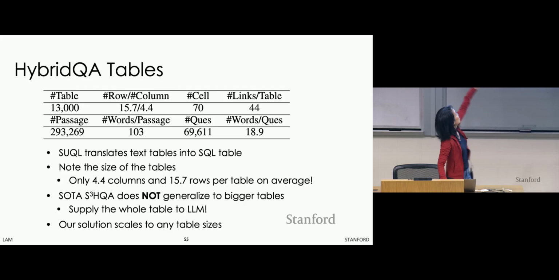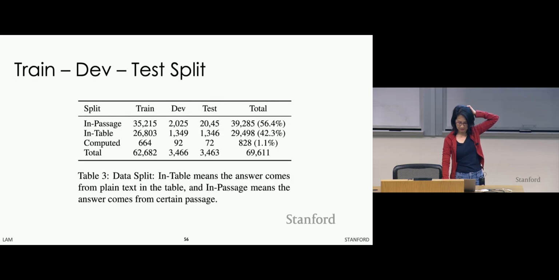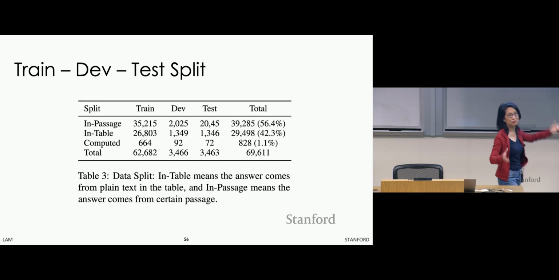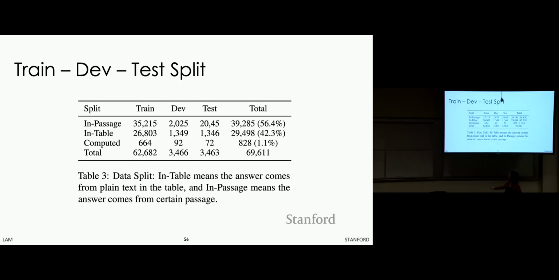So the SOTA here is trained. This is the training data. The split is 62,000 train, 3,400 dev, and 3,400 test. We are building a zero-shot system. We don't have any training data. We just say, here are a few prompts, here is a new problem, go solve it. We only do the evaluation on the test. All the other work is just not relevant to our project.